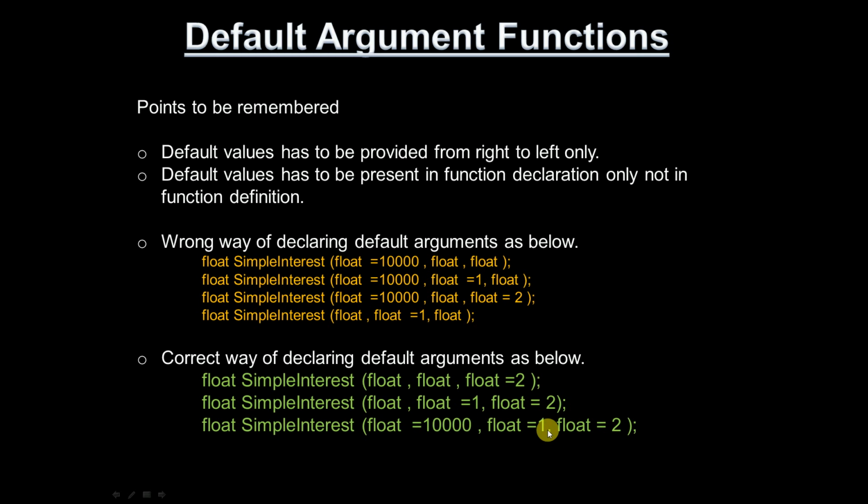So now what are default argument functions? In C++, we can call functions with a smaller number of arguments also if we have provided default values in the function declaration or function prototype declaration. The functions with default values in the arguments are called default argument functions. So what is a default argument function? The functions with default values in the function arguments are called default argument functions.